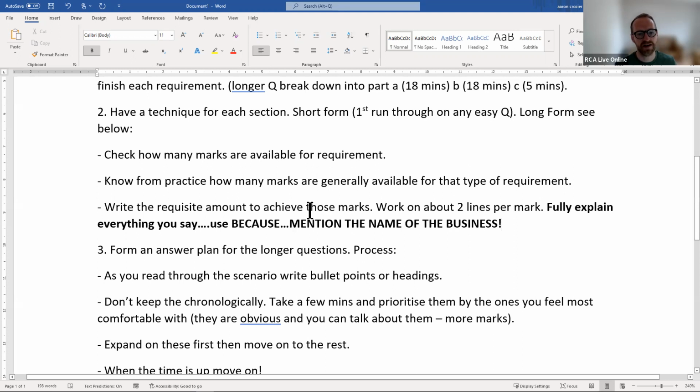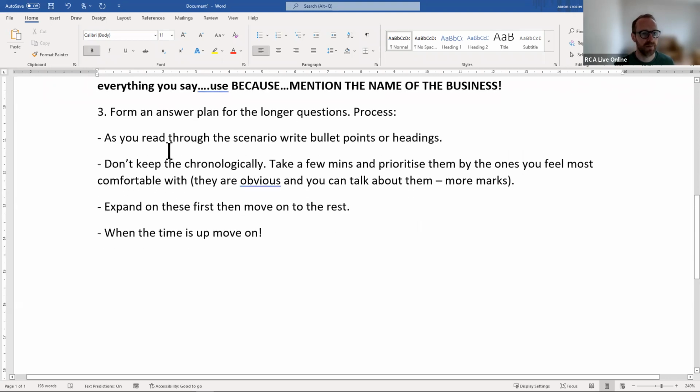Okay, that's going to help you stick to that point of fully explaining. If you use it, because you're saying ABC company should be doing this because, or there's a risk with ABC company because this, and the "because" makes you expand your point beyond what you would have done before. And mentioning the name of the business makes it relevant to the scenario.